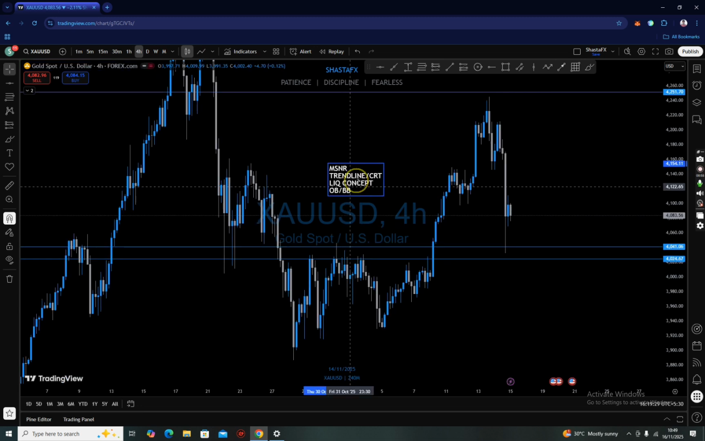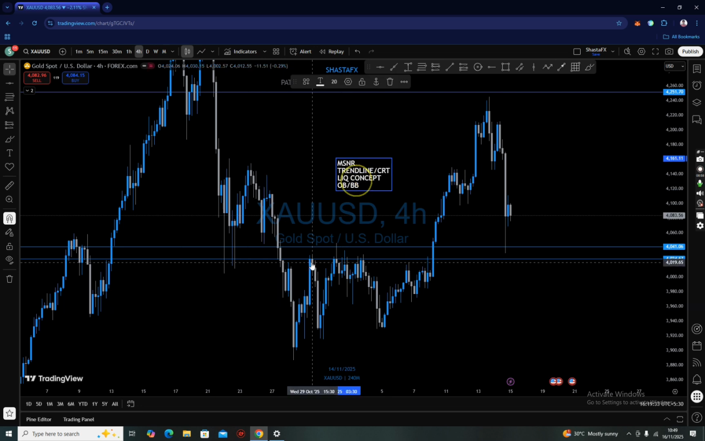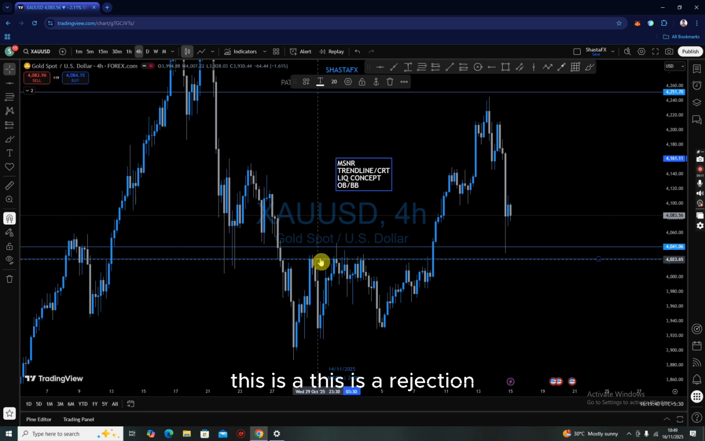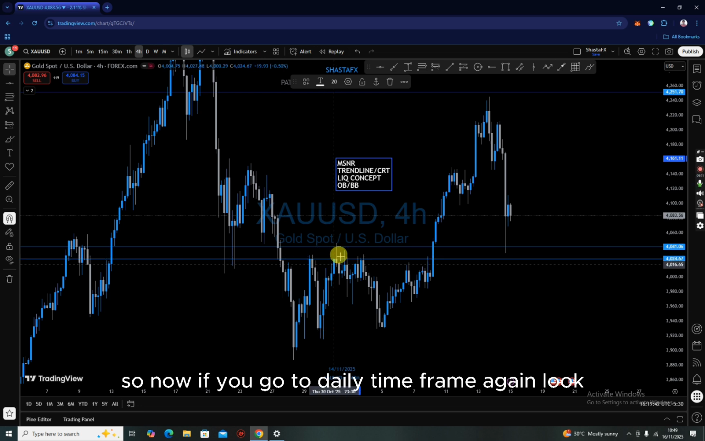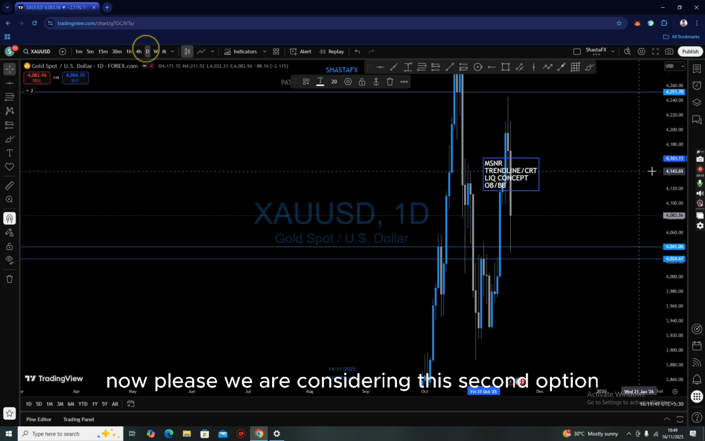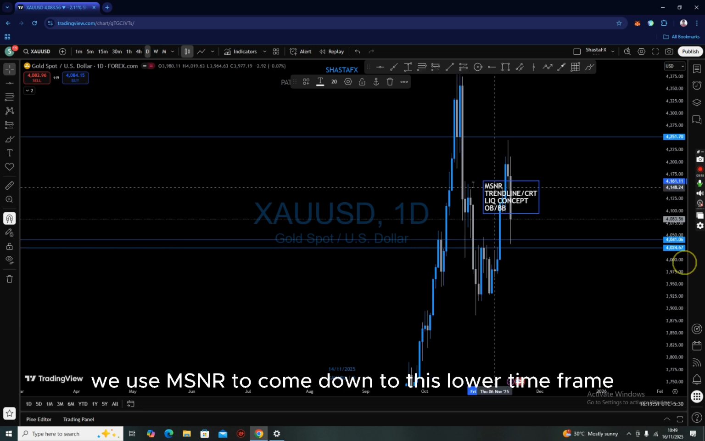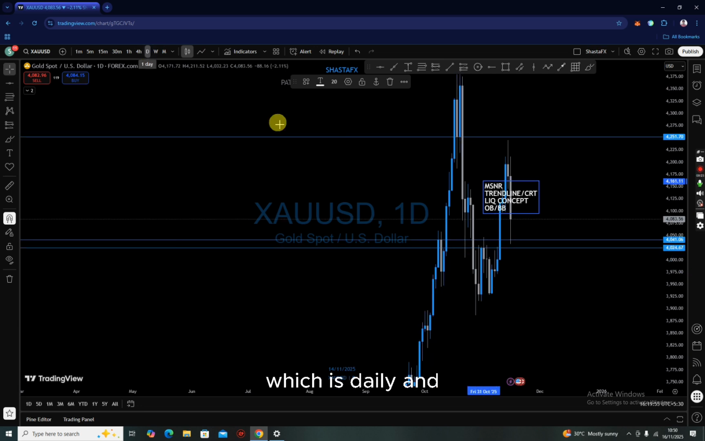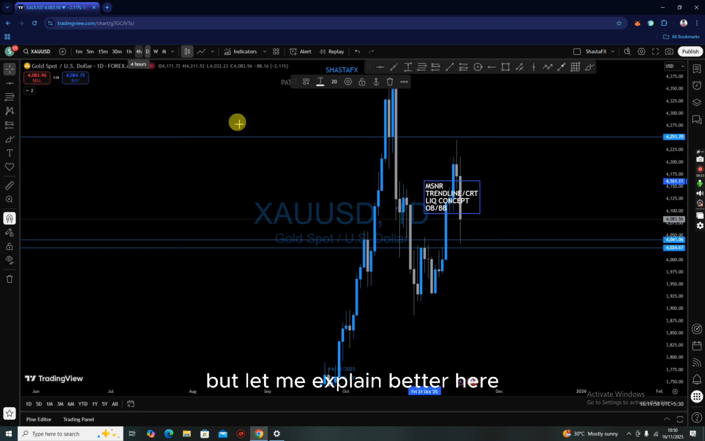Good. So this is a market, this is a rejection. So now if you go to daily time frame again, look, we are considering this second option now. Please, we are considering this second option. Now remember, we use MSNR to come down to this lower time frame, which is daily, and we are still going to make use of it in the 4-hour time frame. But let me explain better here.